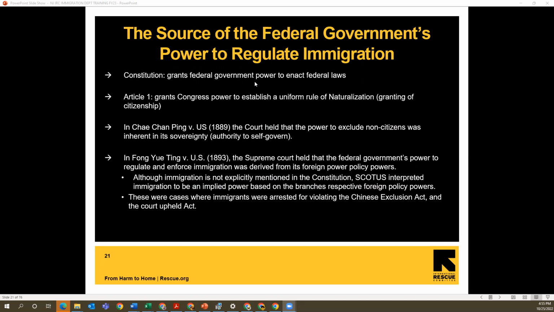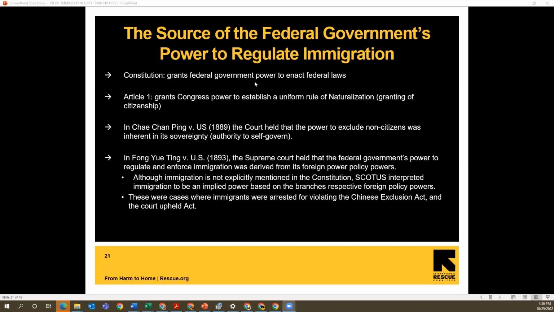So what is the source of the federal government's power to regulate immigration? Well, the Constitution grants the federal government power to enact federal laws. Immigration law is absolutely a federal law, so it is national in scope. The states do not have rights to decide who is allowed within their borders. It's the national federal government that has that power. But where does it get that power?